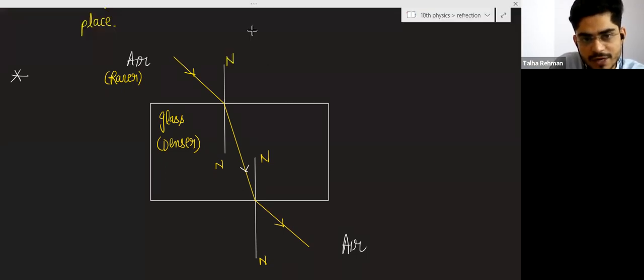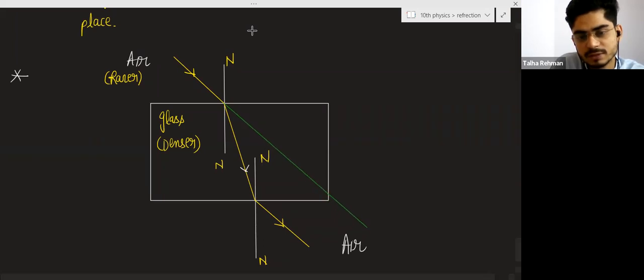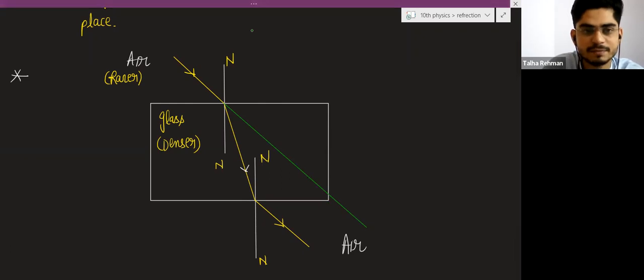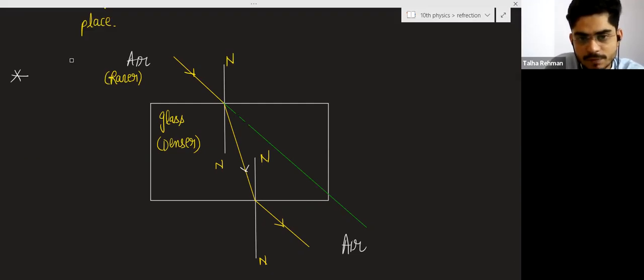If there is no glass slab, then what will happen? The ray would go like this, or maybe like this, or maybe like this. The ray is like this if there is no glass slab. But due to the glass slab, the path of the light changes. See how much the path of the light changes. This much the path of the light changes.